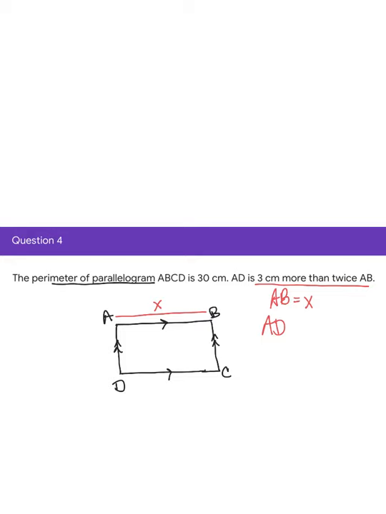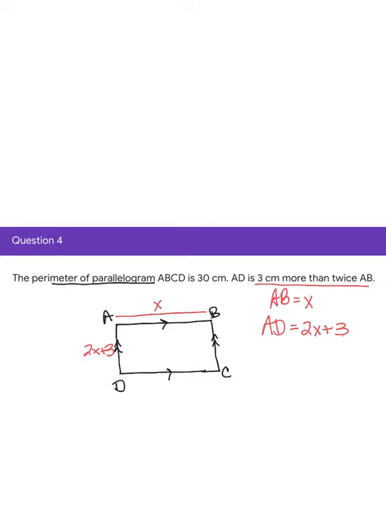So 3 centimeters more than is going to be plus 3. More than twice AB, so 2 times x, which would be AB. Again, 3 centimeters more than, so you have to add 3 centimeters more than twice AB, more than 2 times AB. So this is going to be 2x plus 3. Obviously this is not drawn to scale, ladies and gentlemen.